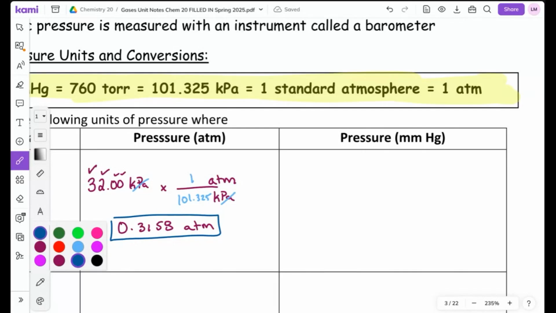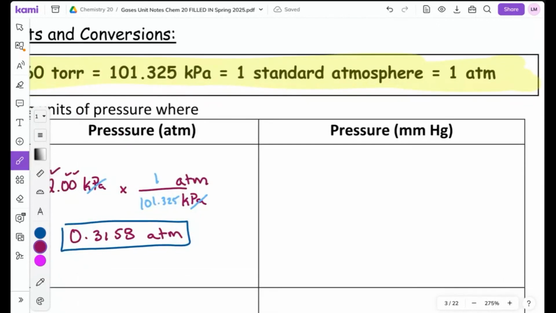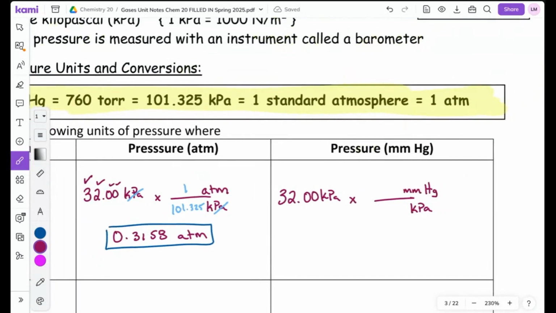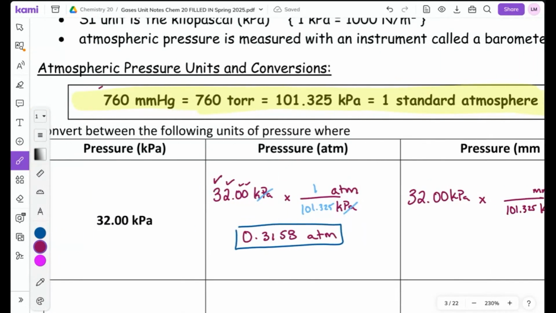Now for this last box here, we need to convert to millimeters of mercury. So once again, I'm just going to start off with 32 kilopascals, times by fraction sign. I know I want to cancel out kilopascals. It's on the top, so I'm going to put it on the bottom. And I'm going to write millimeters of mercury right there. Now, 101.325 kilopascals is equal to 760 millimeters of mercury.